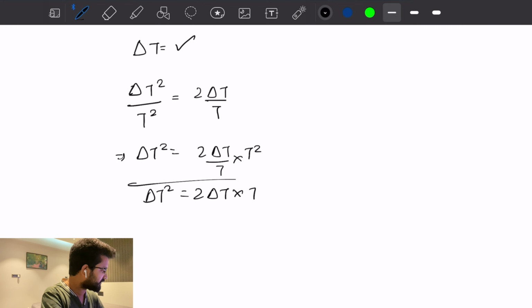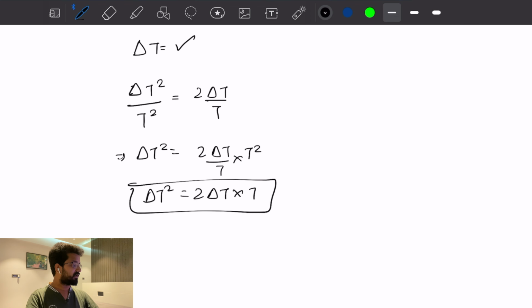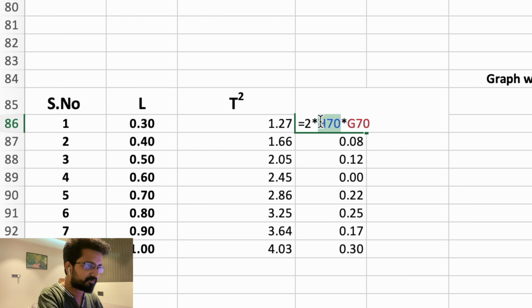So to find the absolute uncertainty in T squared, I have to do a simple calculation, which is 2 times delta T times T. That's what I've done here. 2 times delta T times, where is delta T?